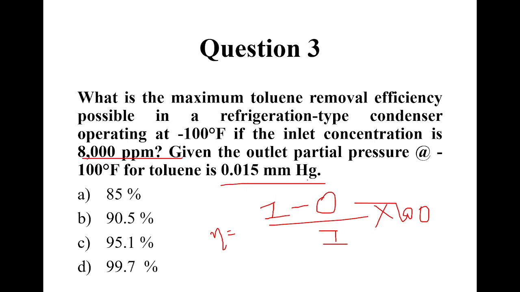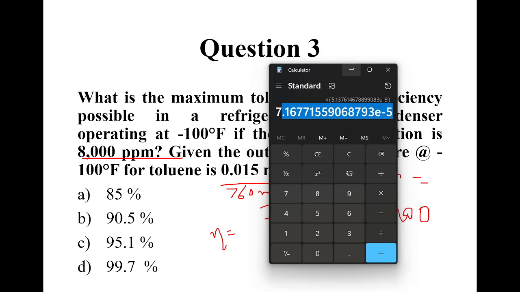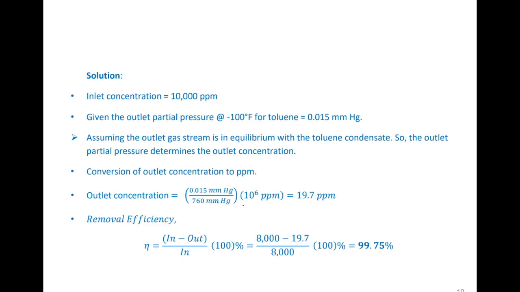Outlet concentration is in kg. So 760 kg. If I subtract, that will be my ppm, parts per million. So how much is it? Can you calculate? See, 0.015 by 760 into 10 power 6 will be my ppm. I already have the ppm of inlet concentration. So 10,000 minus 8,000 or 10,000? 8,000. So here is a mistake. 8,000 minus 19.7 by 8,000 into 100. 99.75 efficiency is the condensing efficiency.